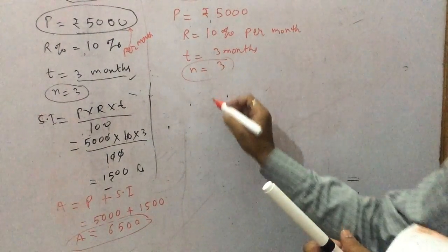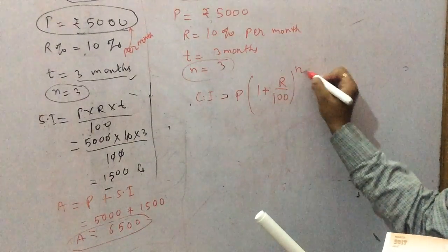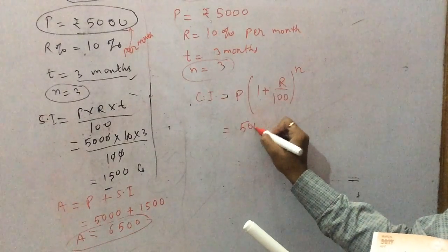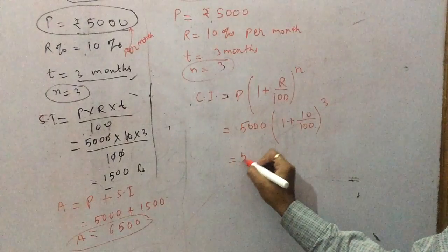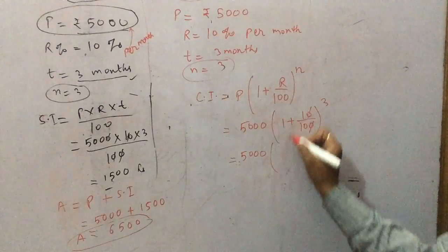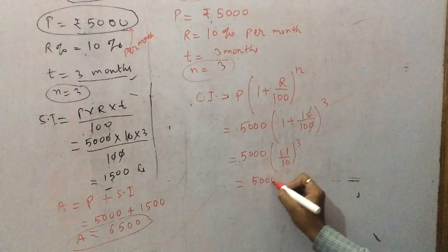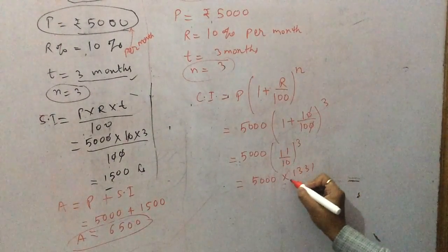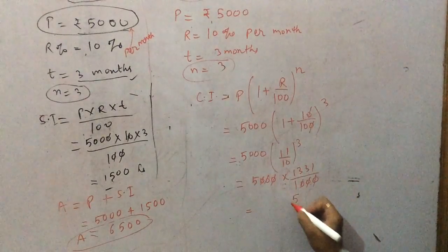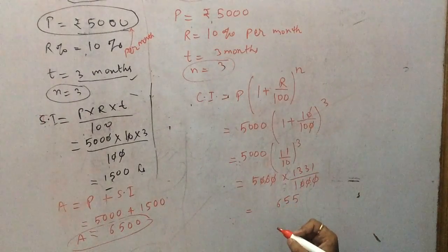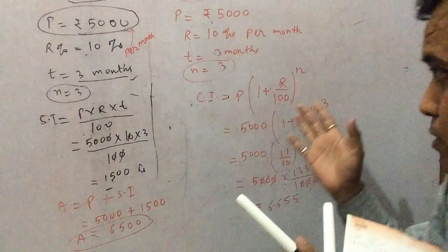When you apply the formula of compound interest, it is actually P(1 + R/100) raised to power n. So what is your P? It is 5,000. 1 plus, what is R? 10 upon 100. Number of periods is 3. So 5,000 times 1 plus 1 by 10, that is 11 upon 10 whole raised to power 3. 5,000, 11 cube is 1331, 10 cube is 1,000. Cancel it. 5 ones are 5, 5 threes are 15, 5 fives are 25... you get 6,655. It is very easy when you apply the formula.